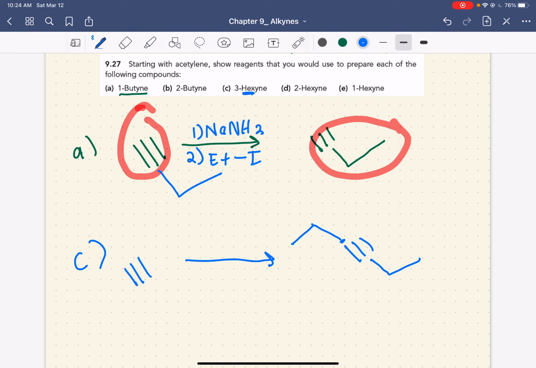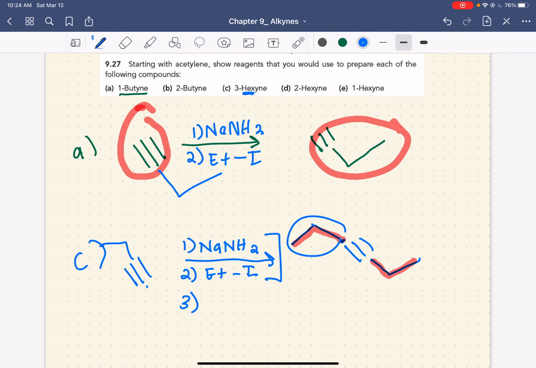So now how do we convert this triple bond to this 3-hexyne? Well, notice what is different here. We have added an ethyl group on one side and an ethyl group on the other side. So that means we're going to have to treat it with sodium amide and ethyl iodide, and then again treat it with one more round. With this first round, we've added one ethyl group to one side, but we want another ethyl group on the other side. So again, we treat it with the same reagents 2 times to do that.